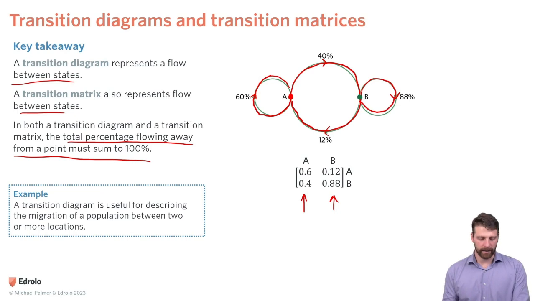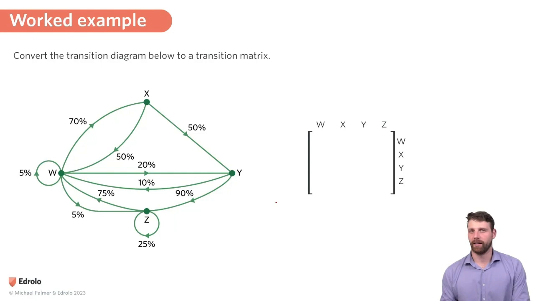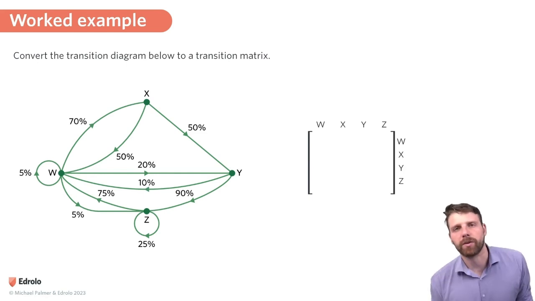An example here is that a transition diagram is useful for describing the migration of a population between 2 or more locations. We've already seen a few examples like that. Here's a pretty gnarly transition diagram, and we're going to take that diagram and encode it into the matrix. We're going to do this one step at a time.